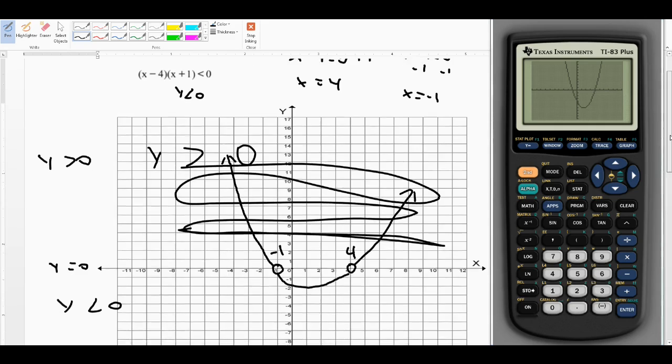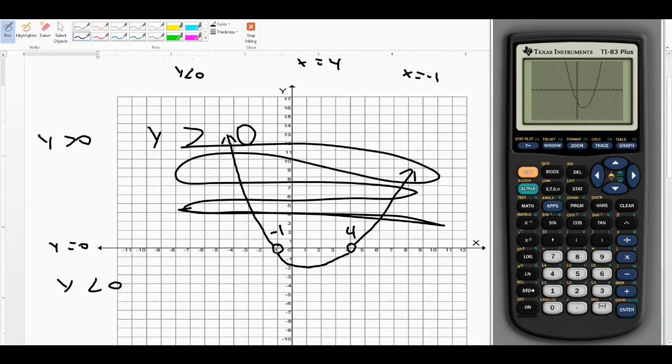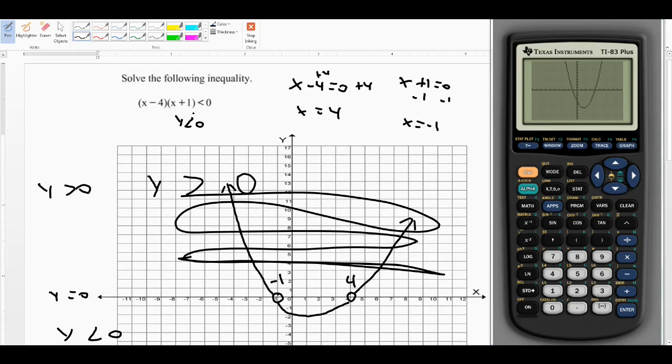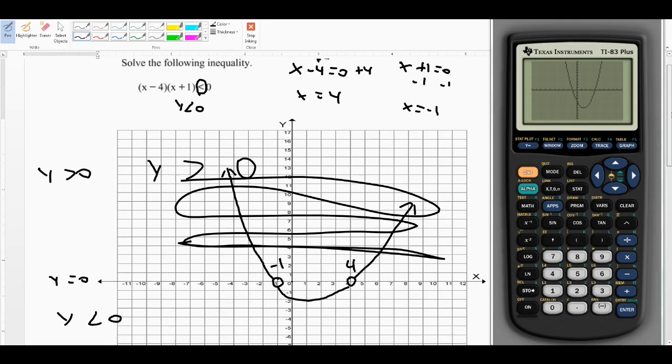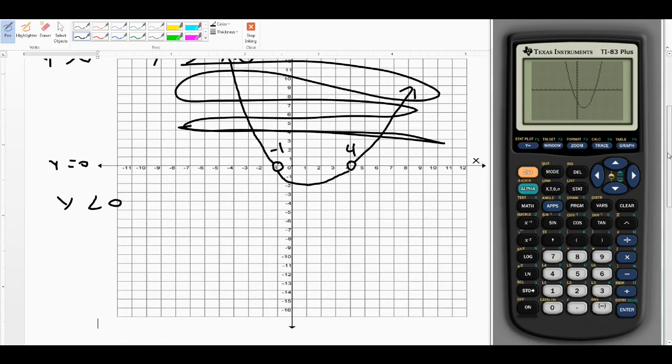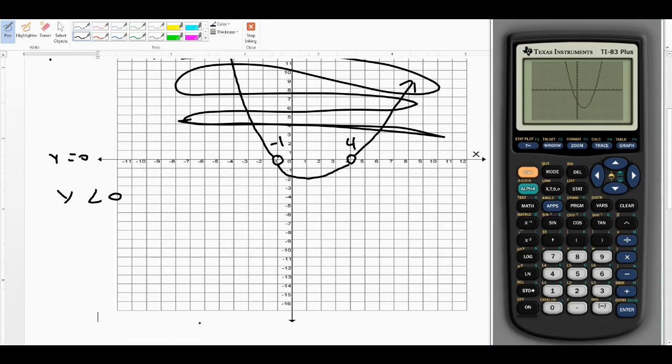So all I need is the interval from -1 to 4, because that's where it's below the x-axis. Since the inequality is just a less than, I don't include -1 and 4. So my actual solution is -1 to 4, where it's below the x-axis, and since I don't include -1 and 4, I use parentheses, and that's my solution.